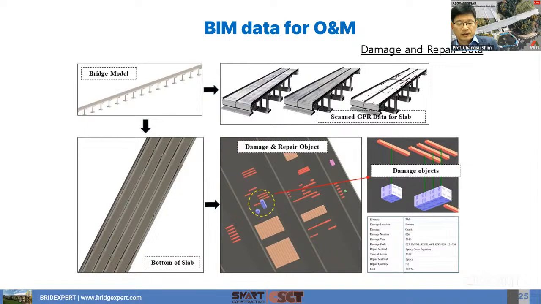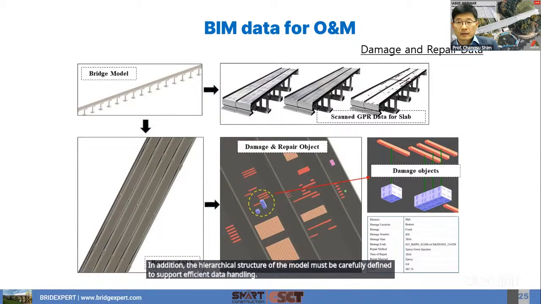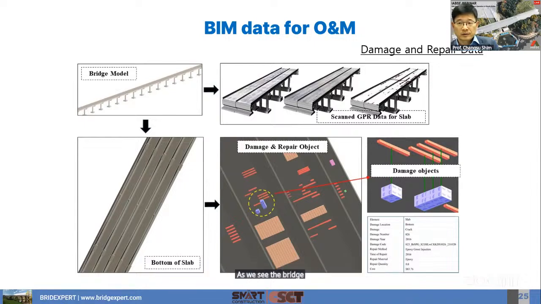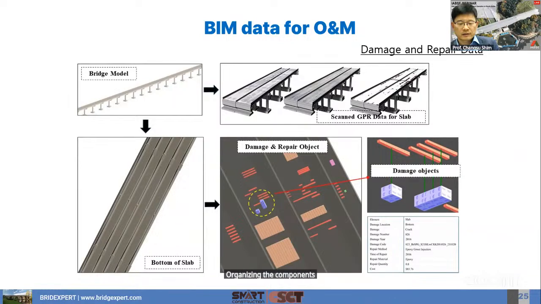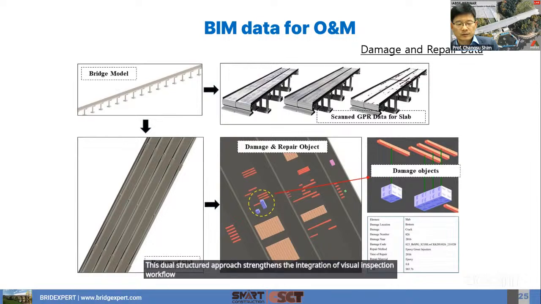In addition, the hierarchical structure of the model must be carefully defined to support efficient data handling. As we see, we have the bridge models and the member models, and also damage and repair objects. Organizing the components and damage objects in a logical and analyzable hierarchy, such as by span, member, and damage category, improves usability for both visual review and assessment of bridges. This dual structured approach strengthens the integration of visual inspection workflow with data-driven maintenance strategies.